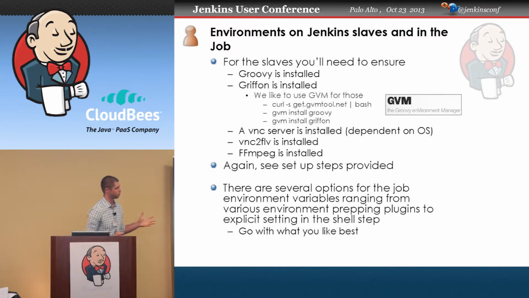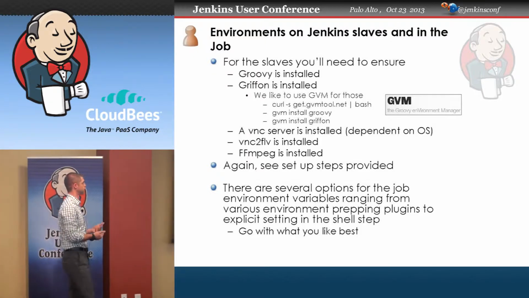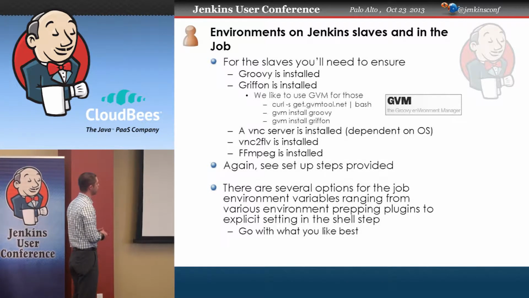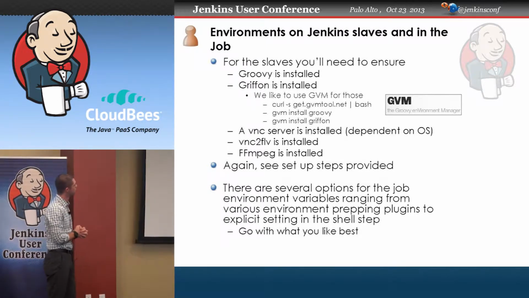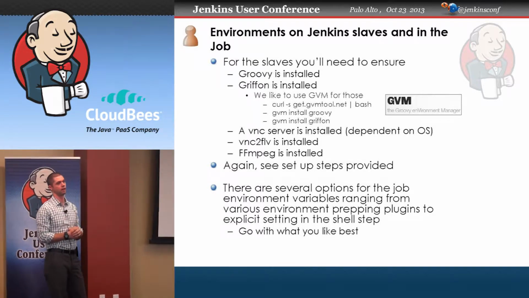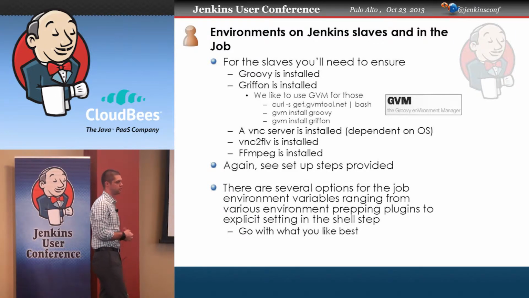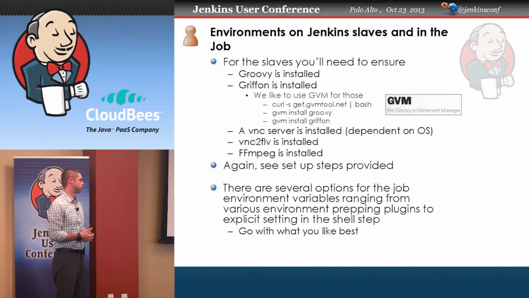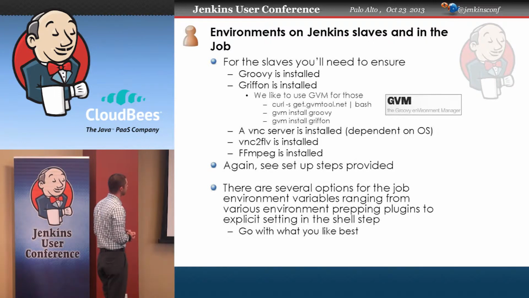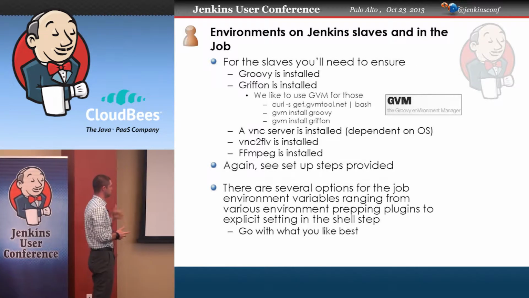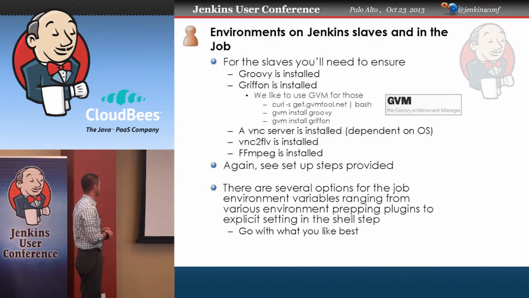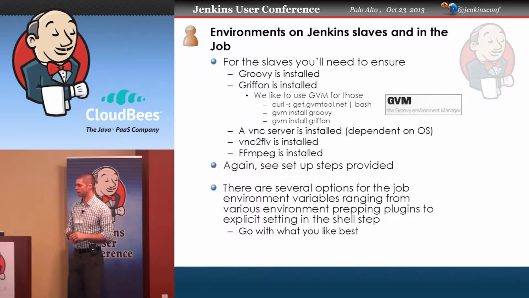So the environments, I talked a little bit about this before. For your slaves, you need to make sure your Griffin, Groovy, and whatnot are installed. But beyond that, you need to make sure that you've got a VNC server on the slave that you're going to run this on. So depending on what OS you've got, there's plenty of different options right there. The other thing too, VNC to FLV, we talked about that. That's the recording tool. FFmpeg for slicing and dicing. And then again, there's a little bit more detailed steps in the wiki that we've got up on the Bitbucket site.